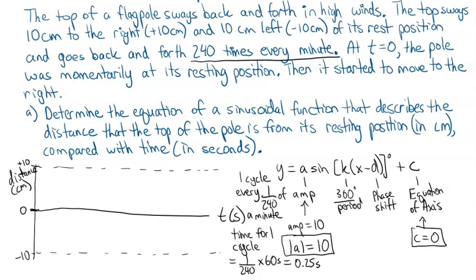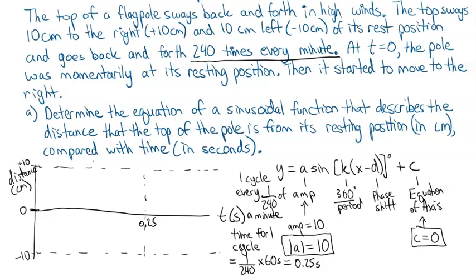It's only going to take 0.25 seconds for it to go all the way to the right, back to the resting position, all the way to the left, and back to the resting position again. So that means my period is going to be 0.25. So I'm just going to finish my box by putting a 0.25 here.